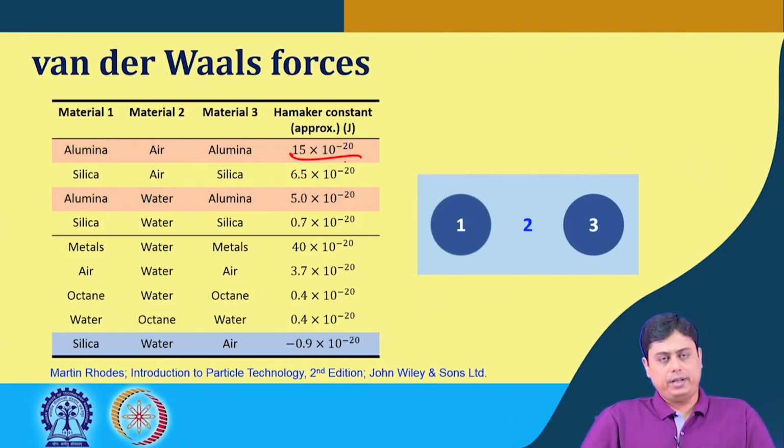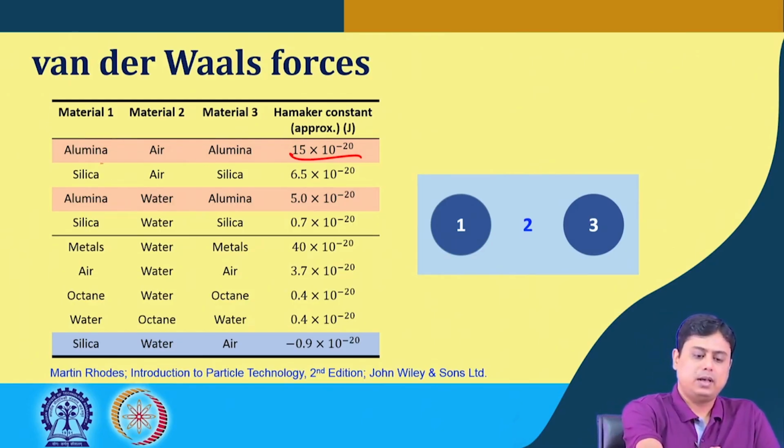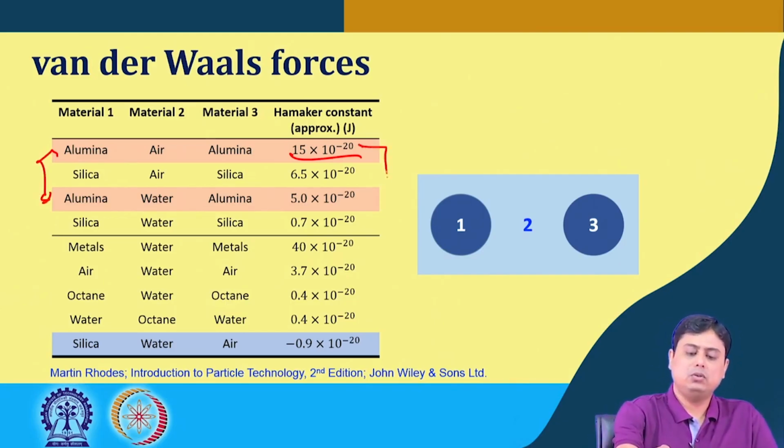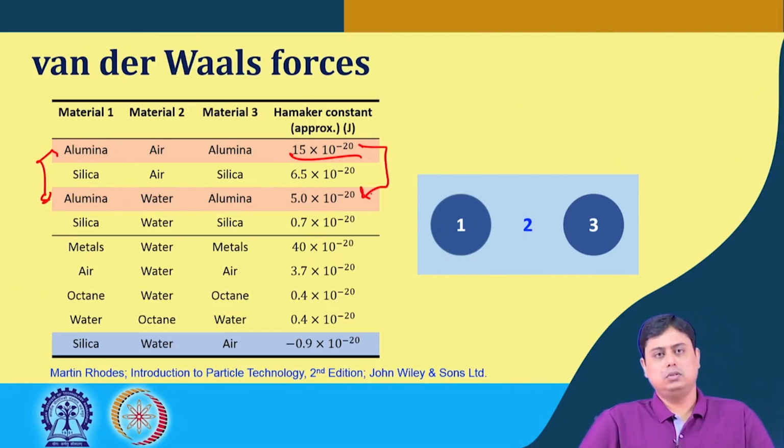The interesting point is that when we change the intervening medium, say for alumina when we change from air to water, this Hamaker constant value goes down. It is positive, so the attraction is there, but it is a lower attractive force in practice.